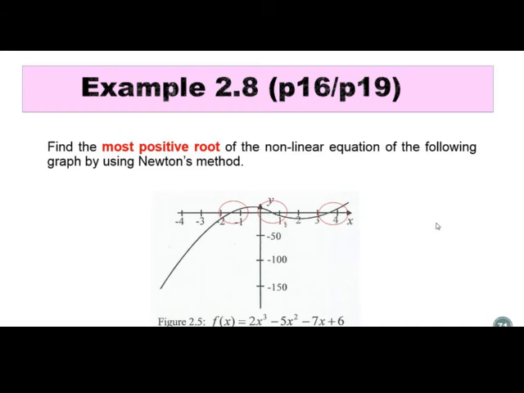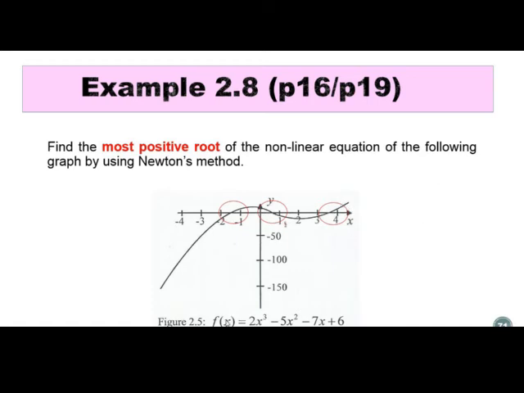So which one to choose? If you refer back to the question, it asks you for the most positive root. So this is actually our negative root, so we do not want it. We would like to find the positive one. We have 2 here, 1 here and 1 here, and it asks for the most positive root. So in this case, it should be this one. Okay, then we can proceed.